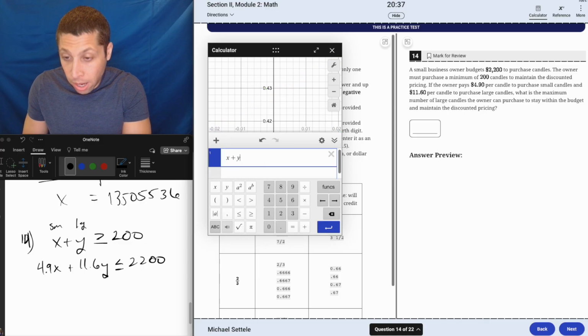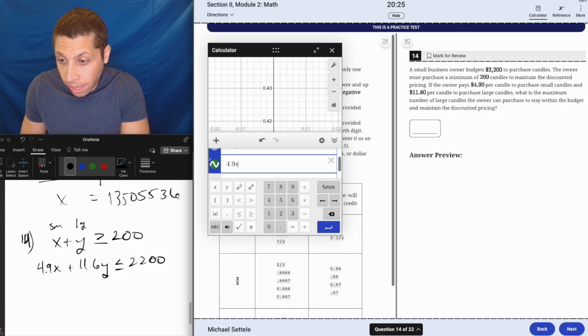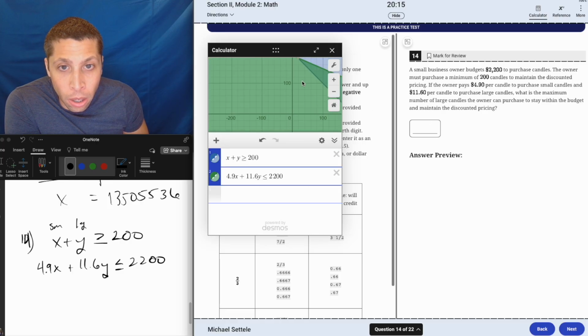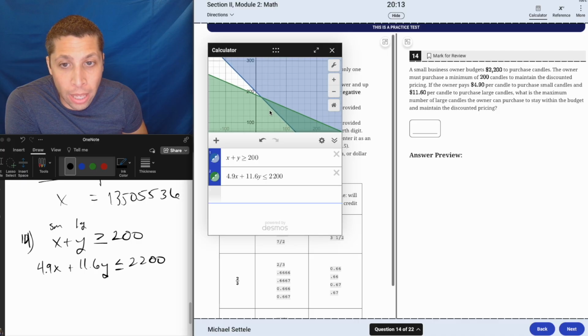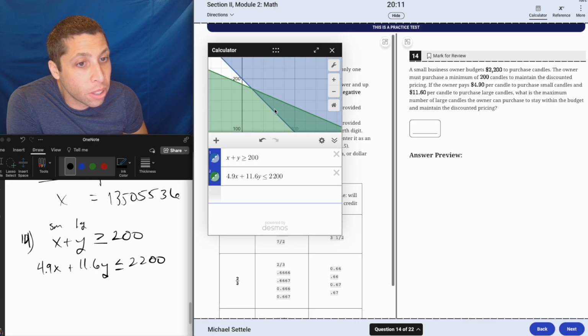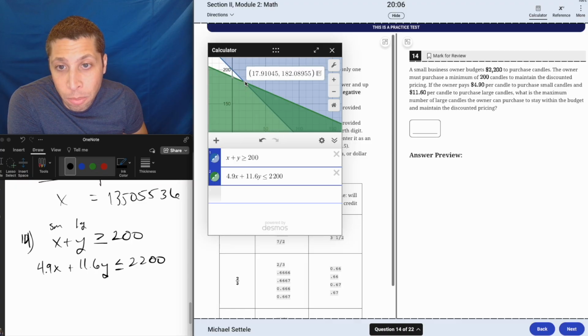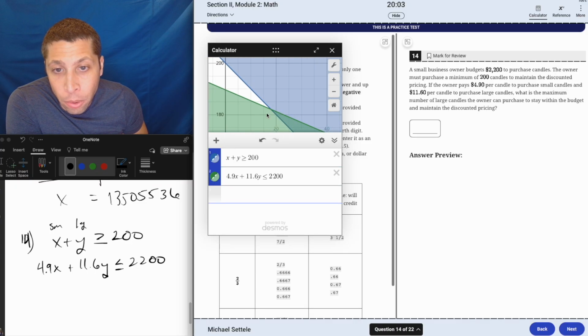So x plus y is greater than or equal to 200, and 4.9x plus 11.6y is less than or equal to 2,200. Okay, so we're looking for the shaded region where they're overlapping. That's right here. And we want to know the maximum number of large candles. Large candles are y. So what's my highest y where they overlap?